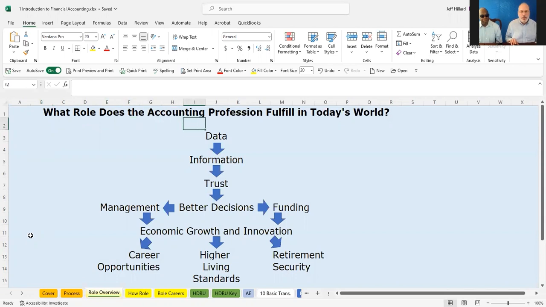Accounting. Why do we do accounting? You know, it's more than just scorekeeping. We're part of the game. We're not just keeping score. Accounting fulfills a very important role in society. We take data and turn it into information.